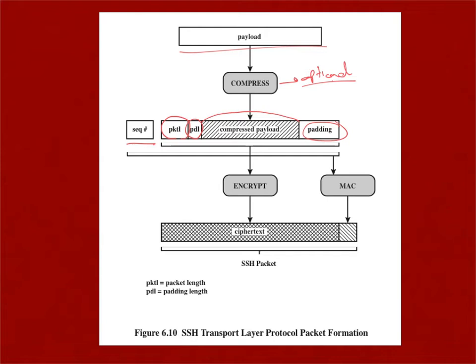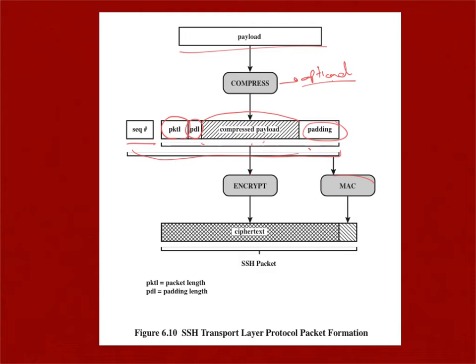The only slight difference here is that in TLS we used to produce the MAC based on the unencrypted data. Here we do the encryption of the payload first, and then we do the MAC after encryption.